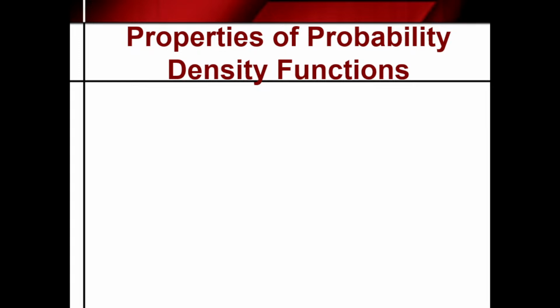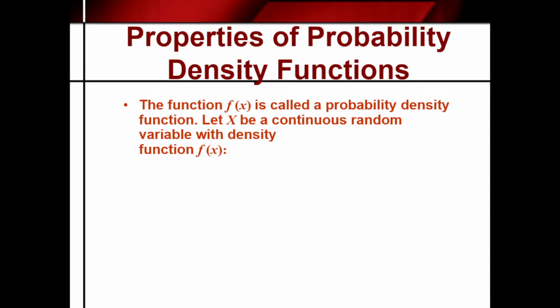So here's a few properties of these density functions. You have a function f of x, little f of x, and that little f of x tells you the probabilities. The way it tells you is by computing the integral. The probability that you are less than or equal to a particular number t is the integral from negative infinity to t of that function. I'll show you an example in just a minute.